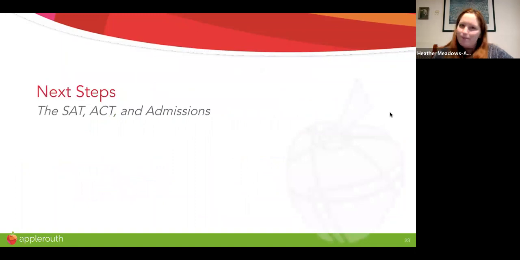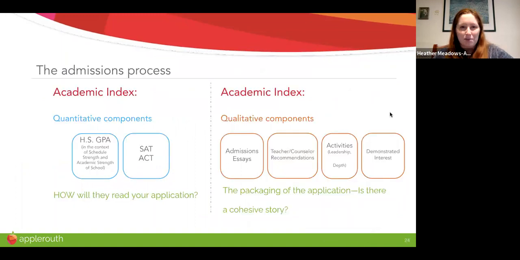So next steps. The admissions process: testing is only one part of it. There are quantitative components, numbers, talking about high school GPA, SAT, ACT numbers. That tells you how they're going to read your application. As much as we hate to say it, these tests are not going anywhere, at least for a little while for some schools, because they are a way to read the application, a lens to read it through.